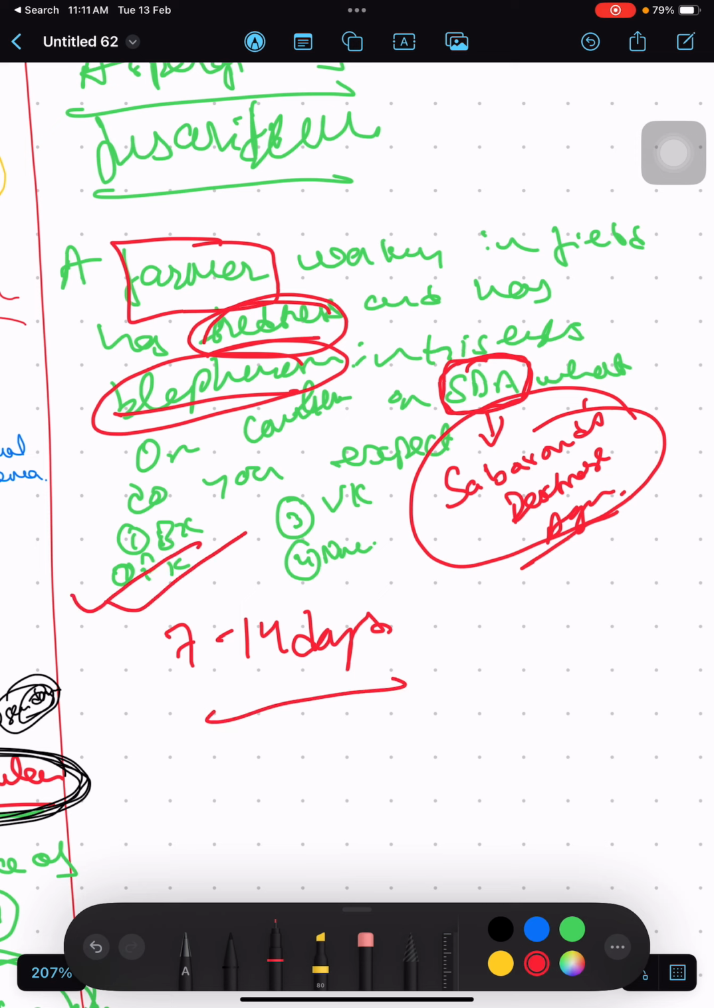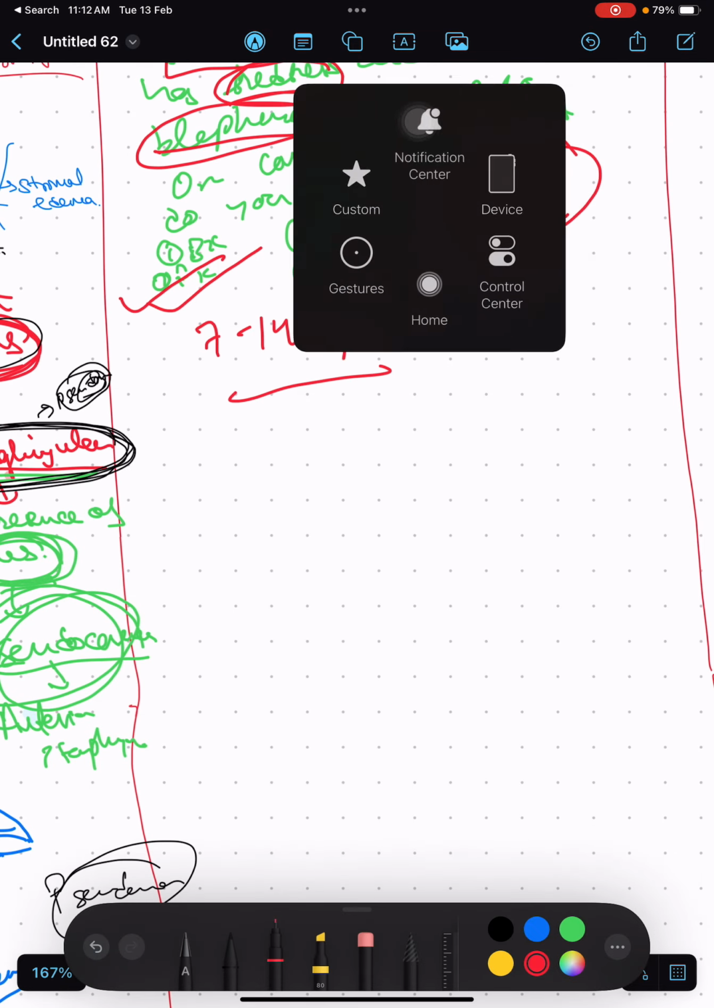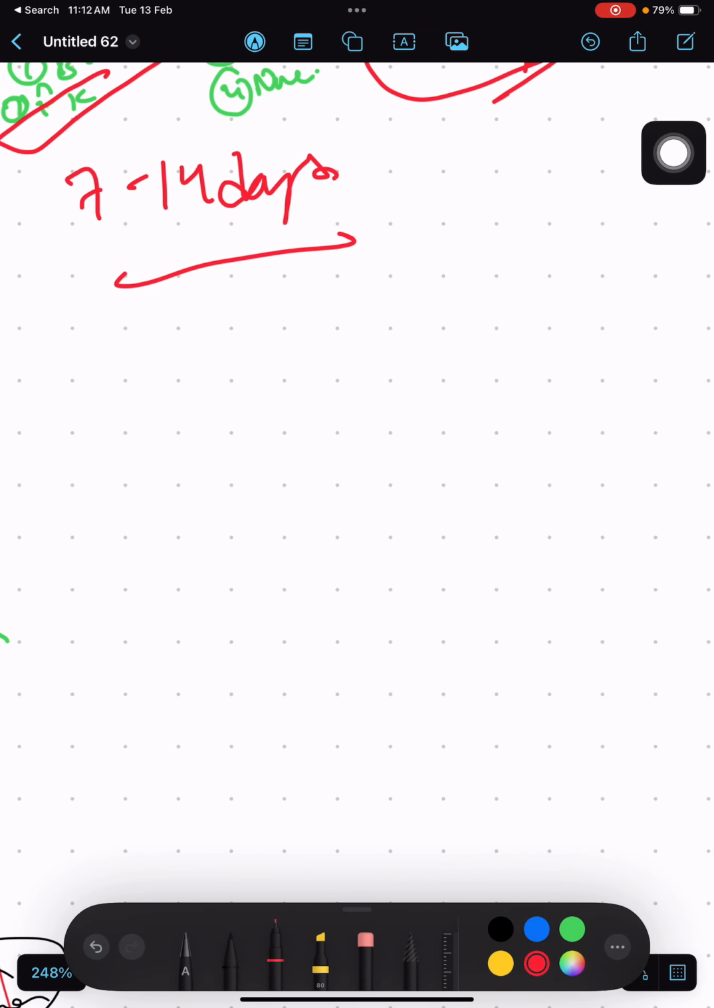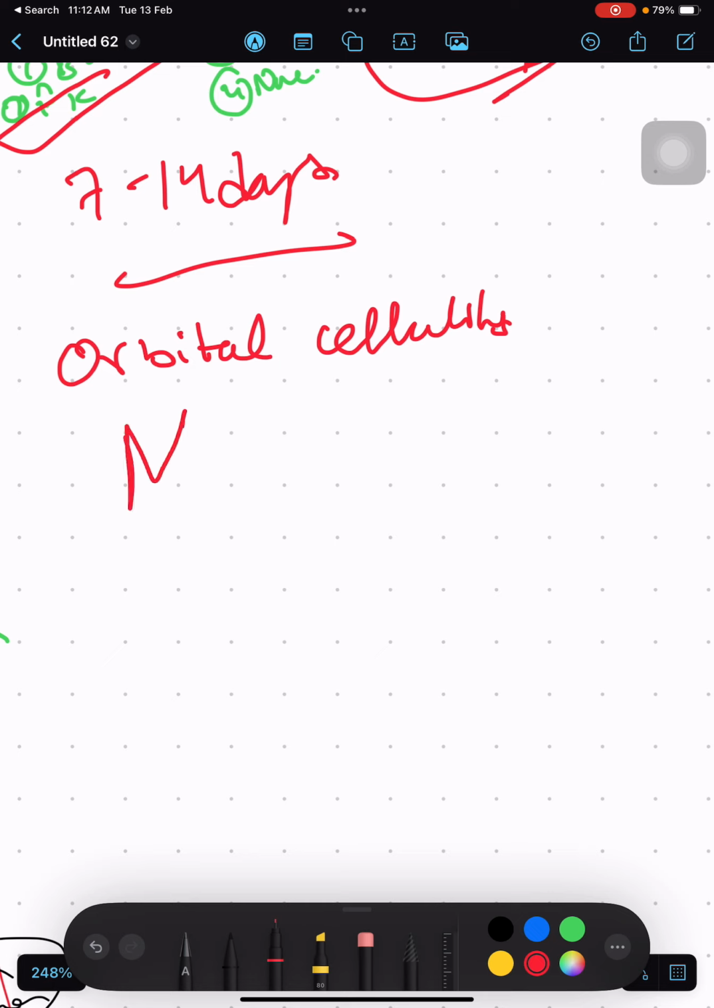And it happens most commonly to agricultural workers, okay? Because they work in the field, and in the fields, the fungi easily penetrate into the eyes. During the time of COVID, because of the excessive, irrational use of steroids, there was something known as orbital cellulitis. And that was caused by nothing but mucormycosis.